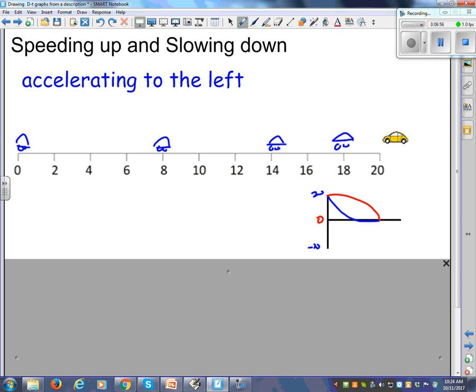How many people like the blue one? Nobody likes, got one. 2? How many people like the red one? Red is right. Why is the red right? Is this car speeding up? Yeah. Speeding up, how can you tell? Zoe told us that the cars are getting farther apart, right?